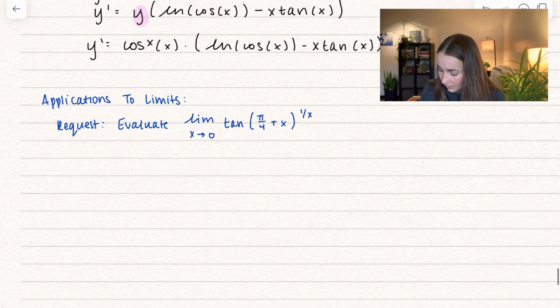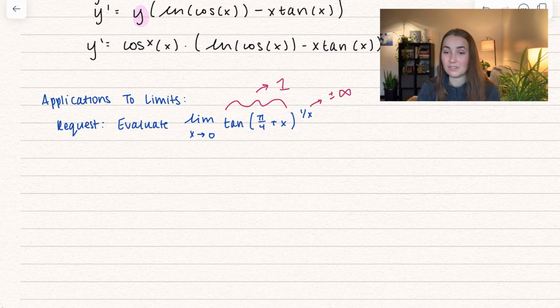Notice here, if I were to use direct substitution first, I have tangent of pi over 4 when I plug in x equal to 0. This is approaching a value of 1. Now, as x approaches 0, 1 over x is approaching positive or negative infinity, right? It's approaching two different infinities. So really, this is going to be 1 to the infinity, which is an indeterminate form, but it's not the kind that we can use L'Hopital's on.